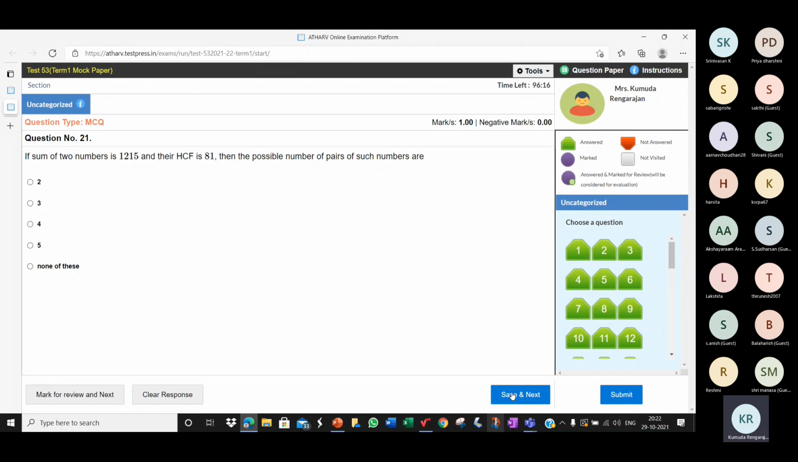So let 81x be one number and 81y be the other number. So the two numbers are 81x and 81y. Now their sum is 1215. So 81x plus 81y is equal to 1215 because their sum is given.